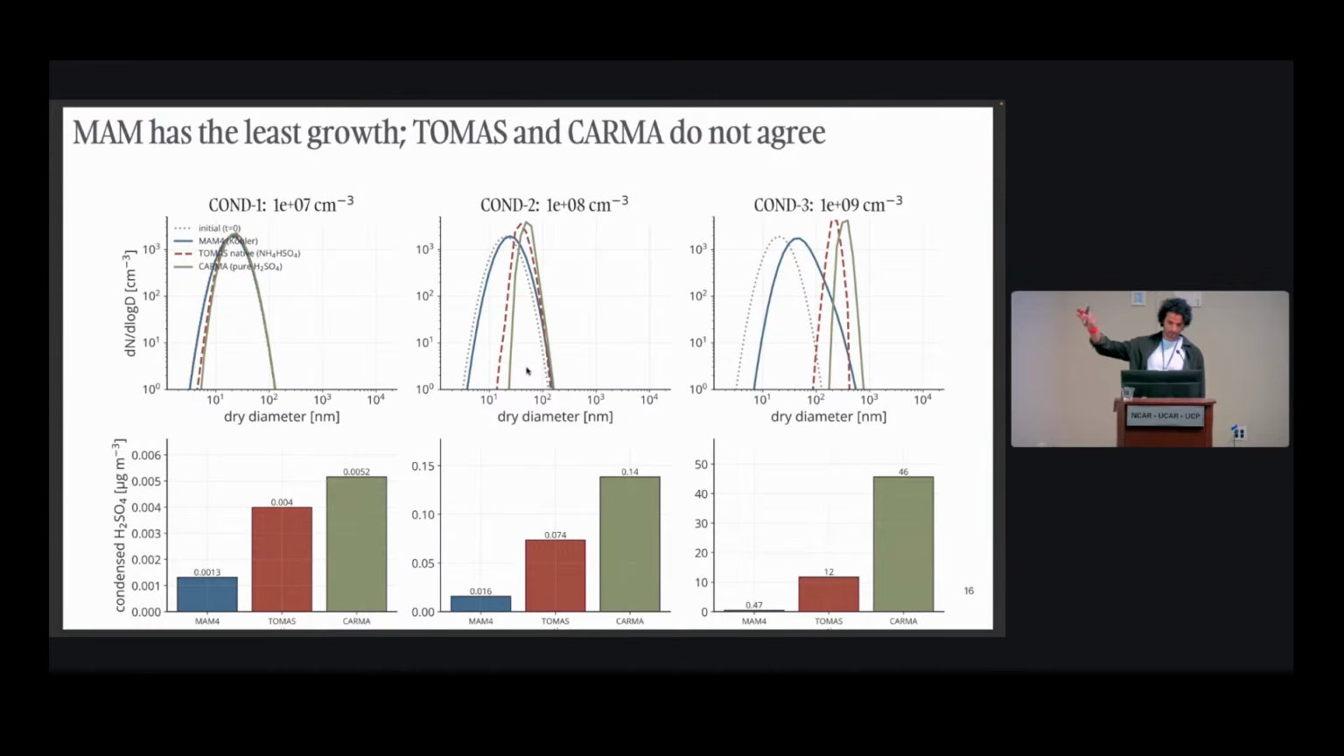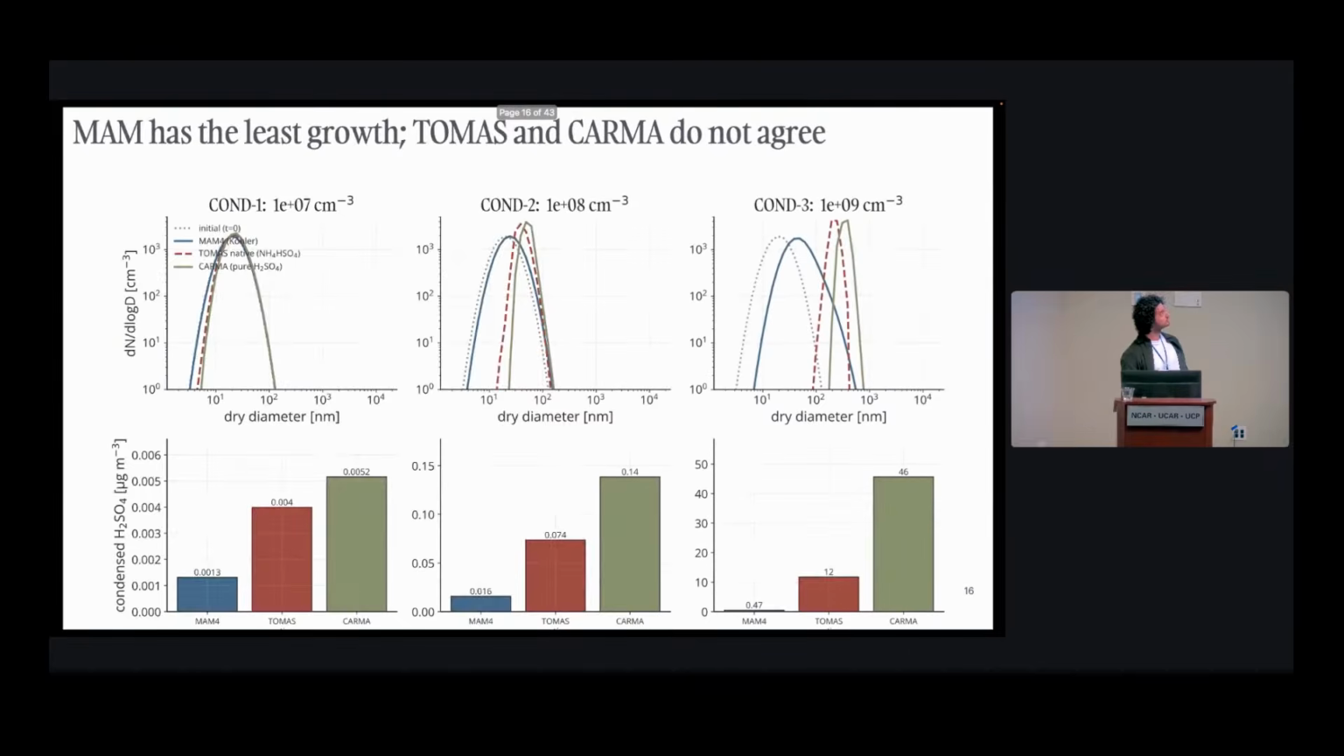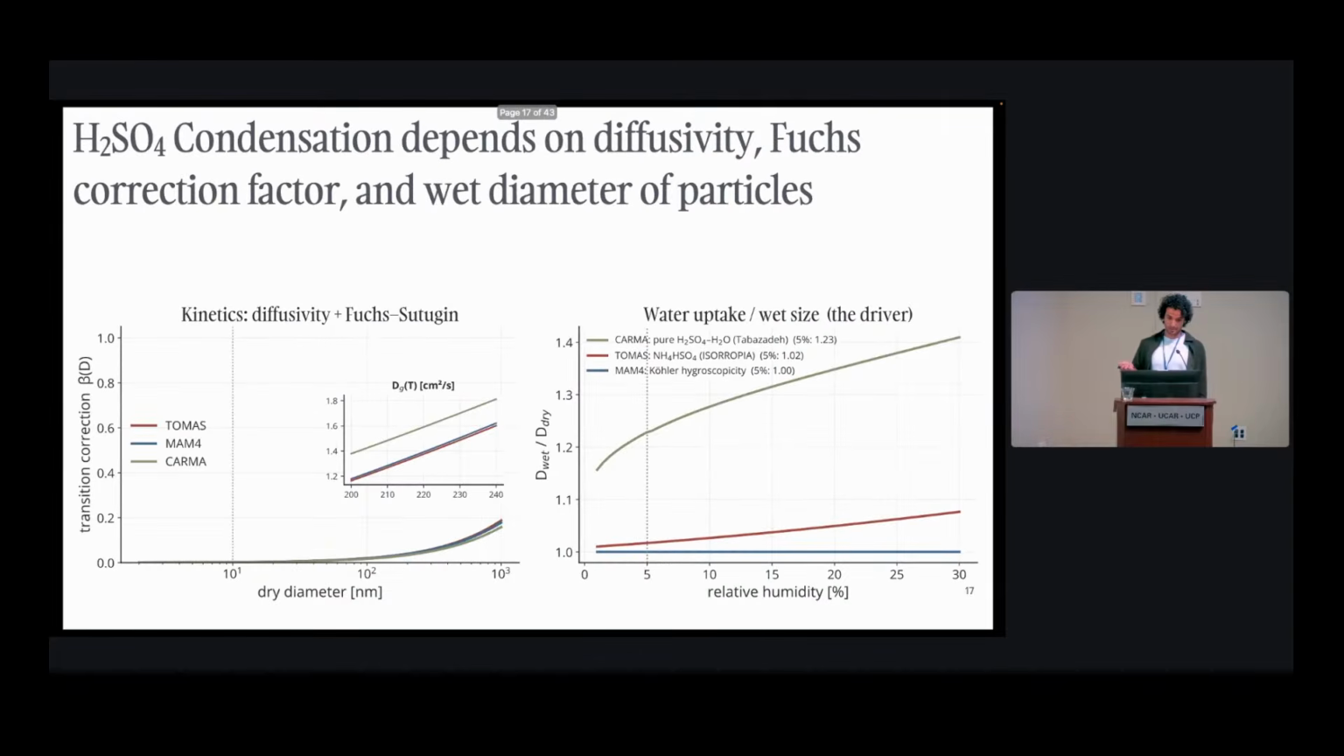So I run the model forward, just look at the differences. So blue again, MAM, red is Tomas, and green is Karma. So then you can see that the condensation rate in MAM is slower than Tomas and Karma, and Tomas and Karma still disagree, but they are not very close. So again, the question is what condensation depends on.